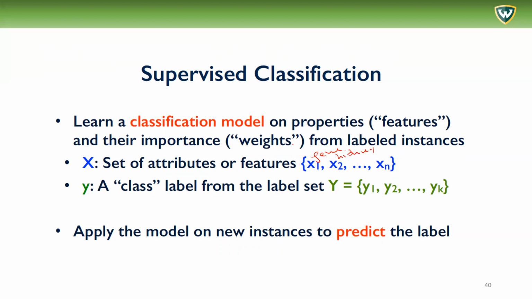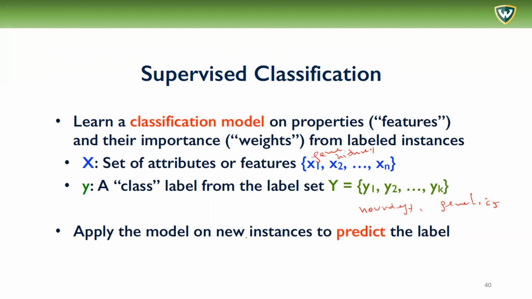And then we have a class label from the label set. So we have to have a set of labels. This can be things like, as we said, nephrology, or neurology, or genetics, or what? Let's say you are identifying what kind of medical specialty it is related to.